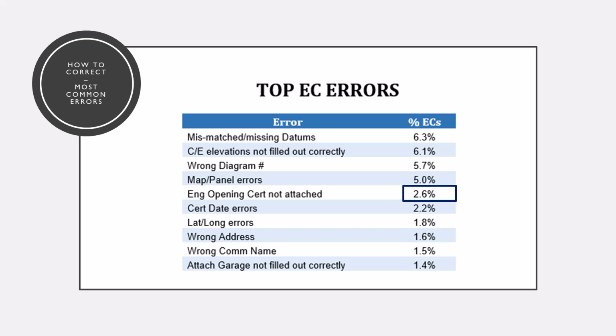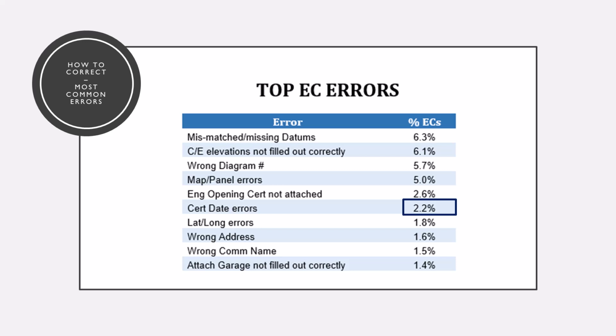The next error is not attaching the engineered opening certificate. You'll usually have to get this from the surveyor, but a new form isn't needed for just this. Just get the correct certificate and attach it to the form yourself. Make sure the homeowner has the certificate as well in case they need to go to the insurance agent to get a policy.